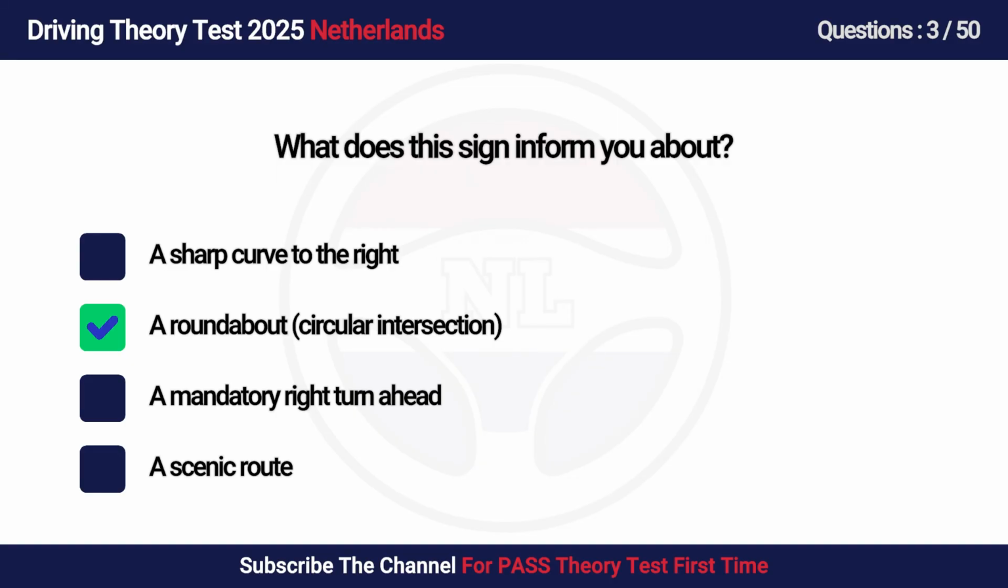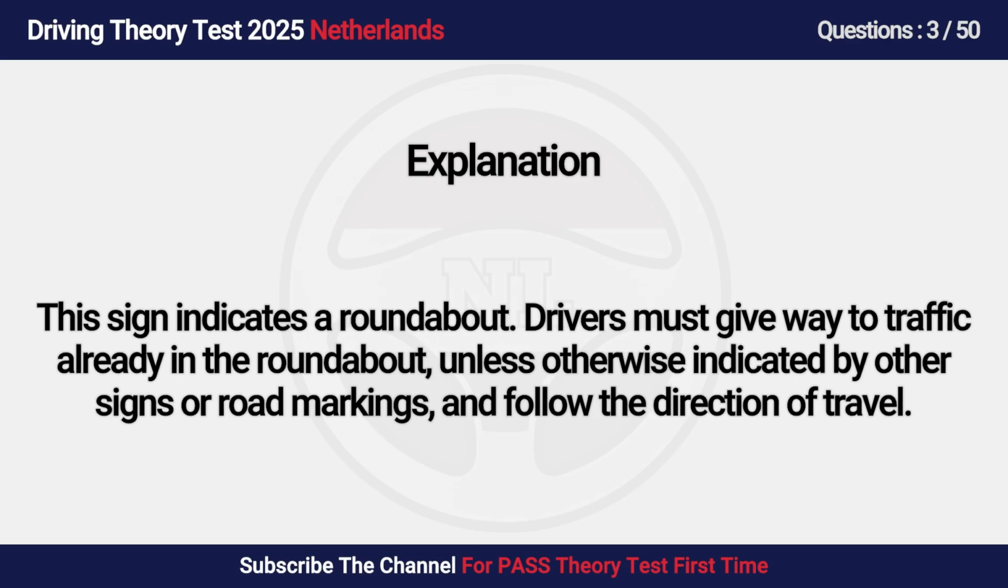Answer is B. A roundabout, circular intersection. This sign indicates a roundabout. Drivers must give way to traffic already in the roundabout, unless otherwise indicated by other signs or road markings, and follow the direction of travel.